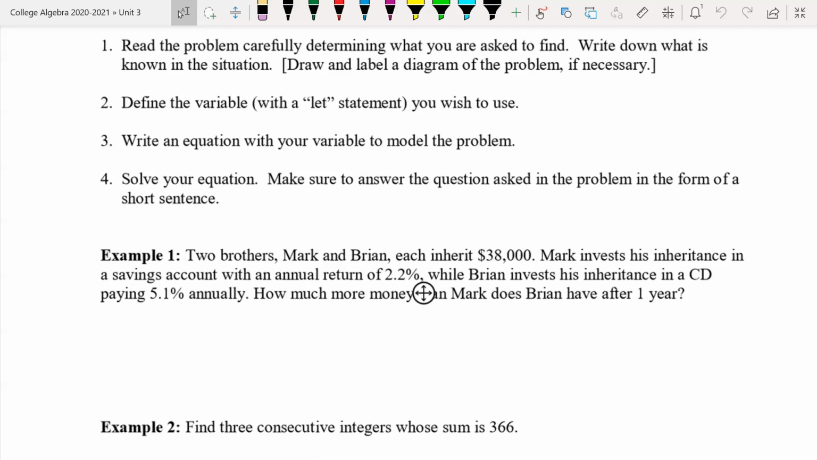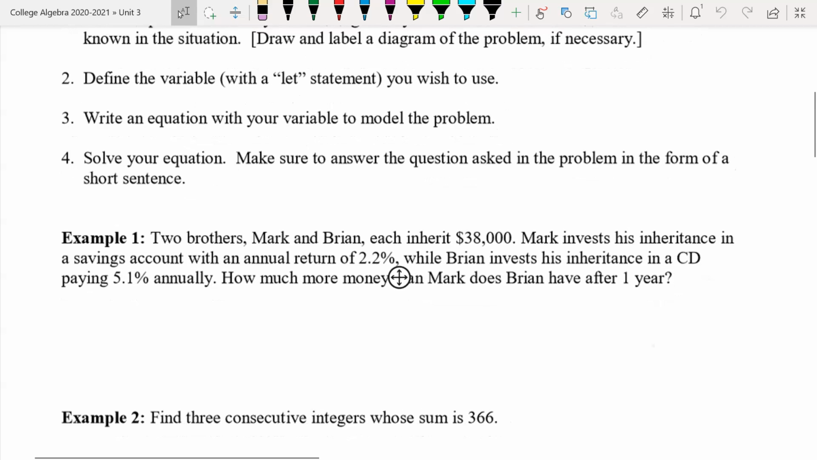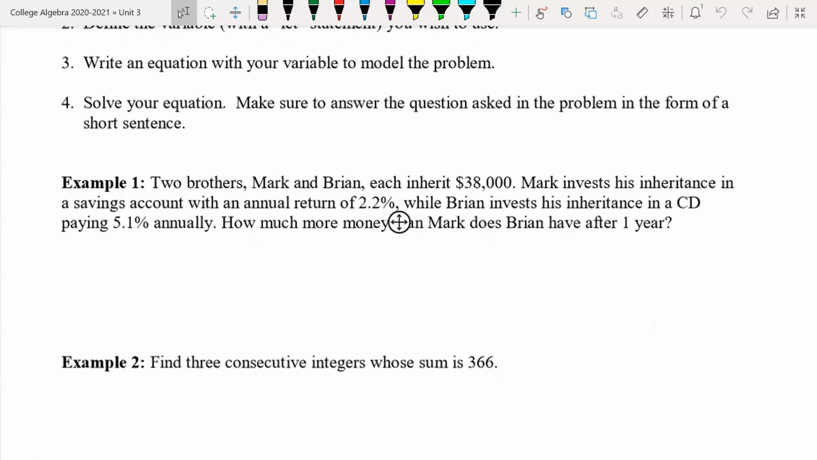So, example number one says two brothers, Mark and Brian, each inherit $38,000. Mark invests his inheritance in a savings account with an annual return of 2.2%, while Brian invests his inheritance in a CD paying 5.1% annually. How much more money than Mark does Brian have after 1 year? So what we're trying to find is how much more money than Mark does Brian have after 1 year. What we first need to do is find out how much money they both have individually after 1 year.